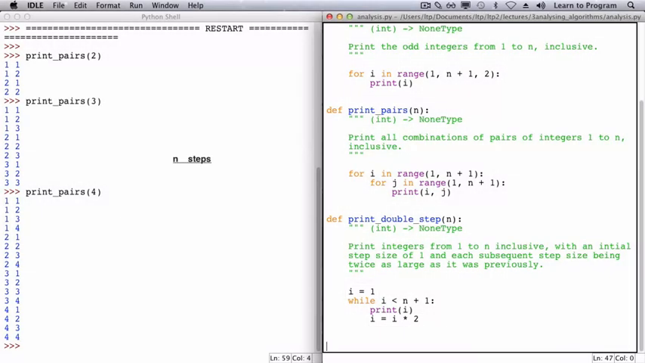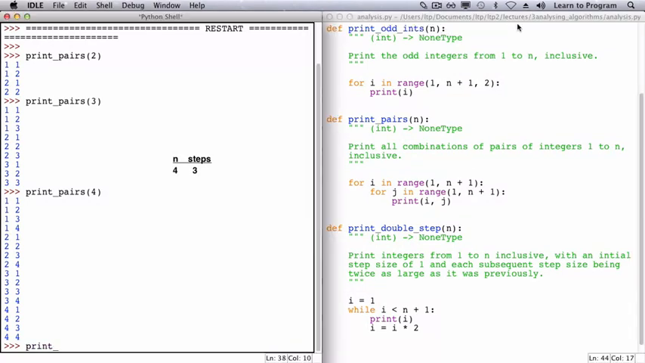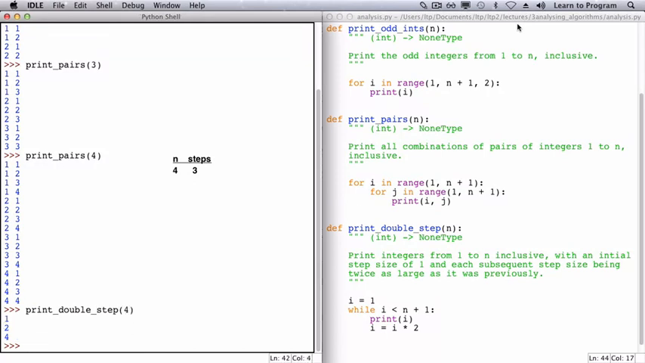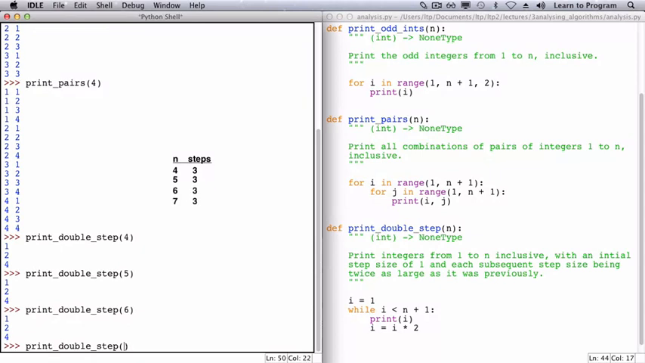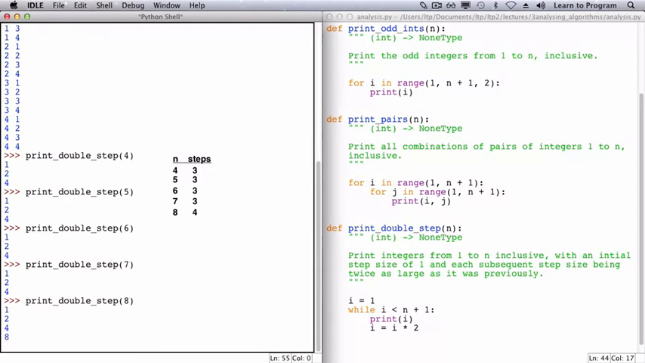Let's consider how many integers are printed for various values of n. Let's start with n equal to 4. In that case, 3 integers would be printed, the integers 1, 2, and 4. How about when n refers to 5? In that case, there would still only be 3 integers printed, the ints 1, 2, and 4. The same goes for when n refers to 6 and 7. It's not until n refers to 8 that we then have a 4th integer being printed.